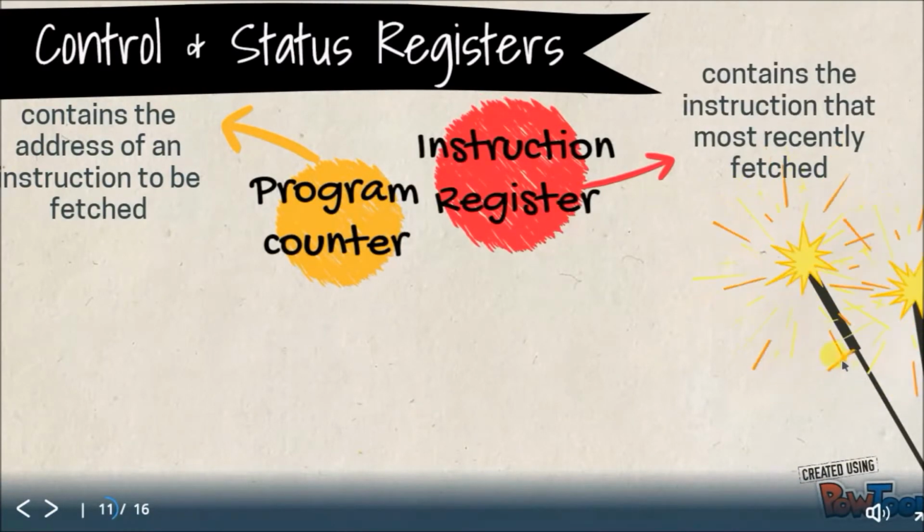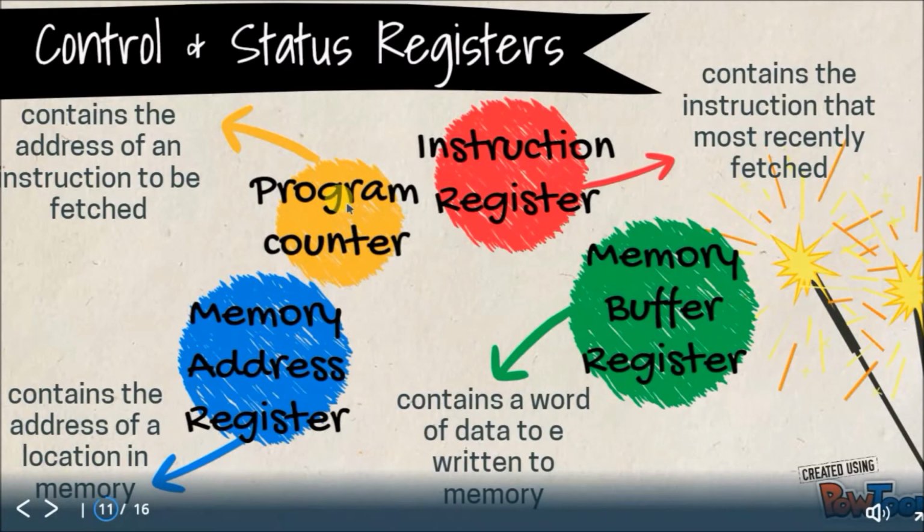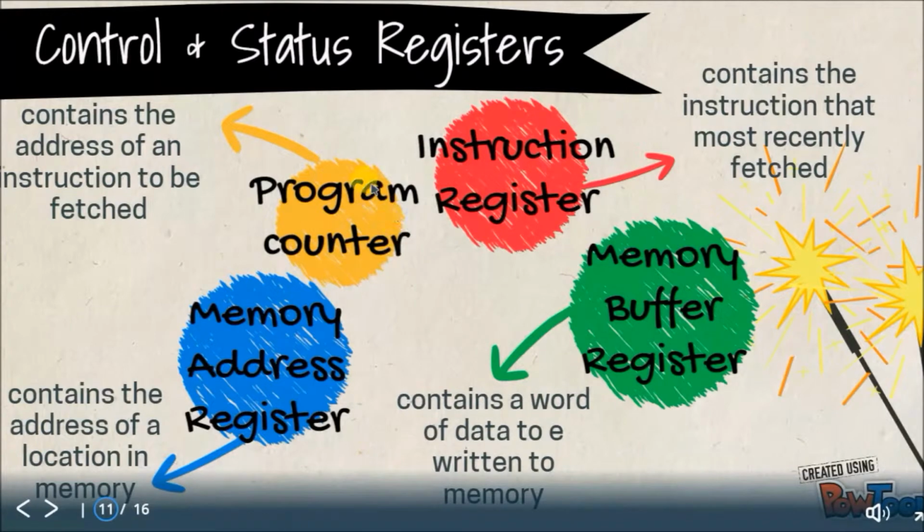Next, for the control and status registers, there are four. The program counter contains the address of an instruction to be fetched. The instruction register contains the instruction most recently fetched. The memory address register, or MAR, contains the address of a location in memory. And lastly, the memory buffer register, or MBR, contains a word of data to be written to memory.